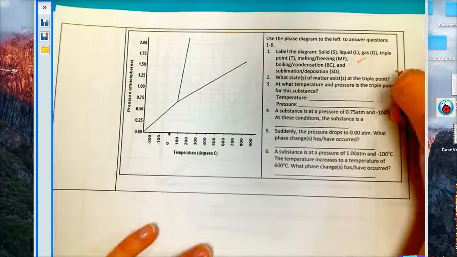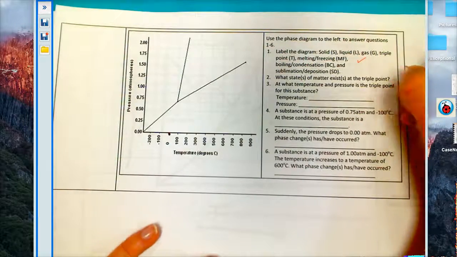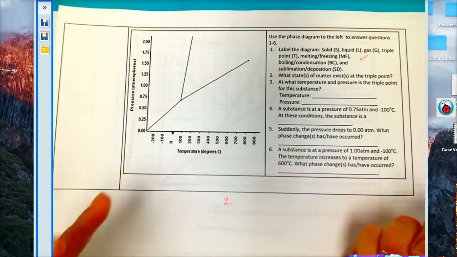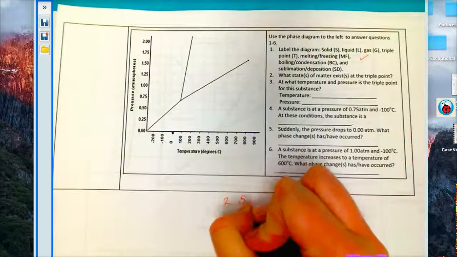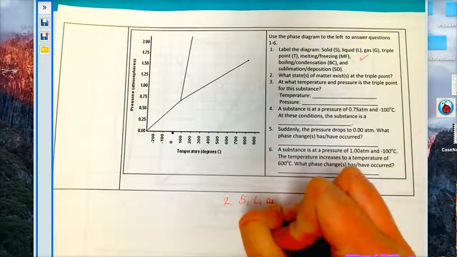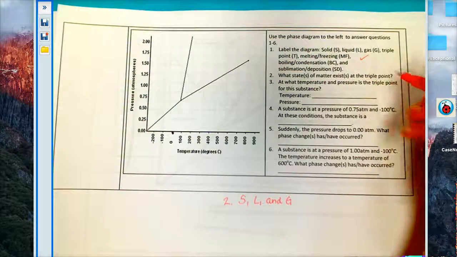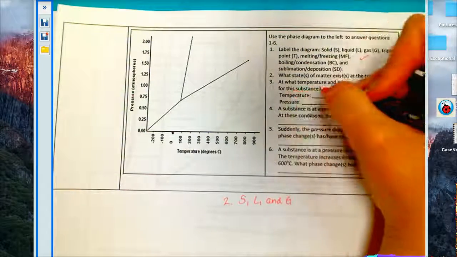What states of matter exist at the triple point? Well, the answer to that, number 2, I'll write down here. What states of matter? All of them. Good answer. Solid, liquid, and gas all exist. Okay. At what temperature and pressure is the triple point for this substance?